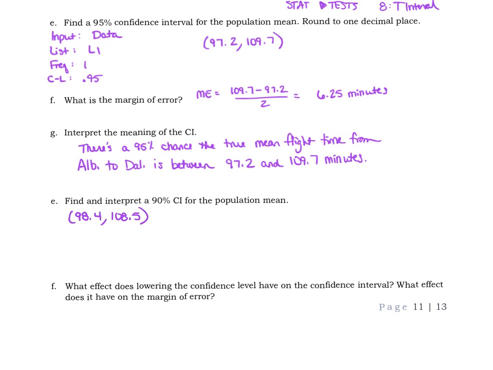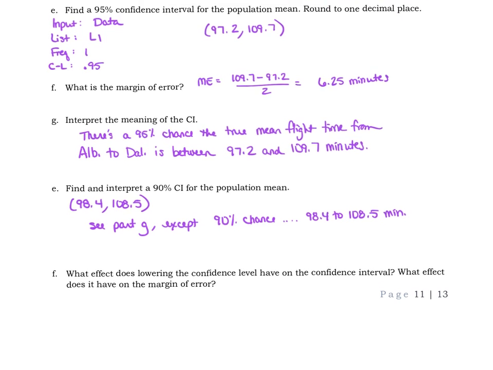So for interpreting it, the exact same thing we had above, see part G, except it's a 90% chance. And then we want to go from 98.4 to 108.5 minutes. Again, just saving a little bit of time. So there's a 90% chance the true mean flight time from Albuquerque to Dallas is between 98.4 and 108.5 minutes.